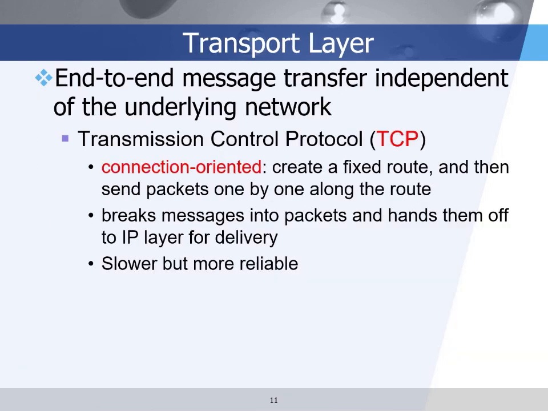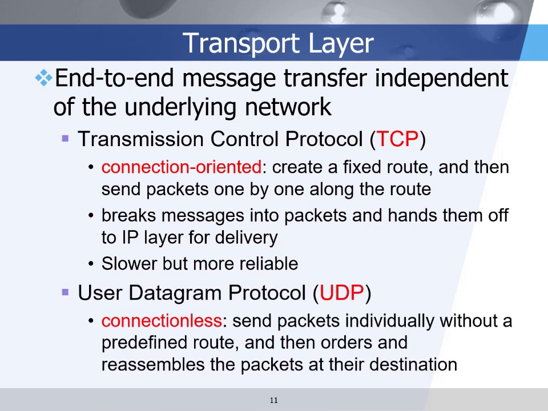And the transport layer provides end-to-end message transfer independent of the underlying network. There are 2 types of protocols in the transport layer, the TCP protocol and UDP. So TCP means Transmission Control Protocol, and UDP means User Datagram Protocol.